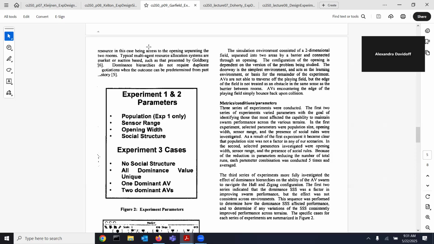And then to get the results, we were doing pairwise results. So for sensor range high, we paired it with opening width high, opening width low, social structure high, social structure low, and then tried to figure out what the effect of just the sensor range high was. But that's a simple example of an experiment design. This is on your Canvas page if you want to read the whole thing.